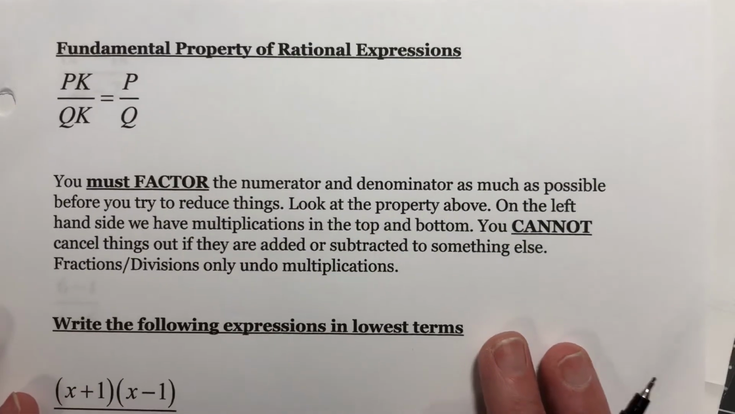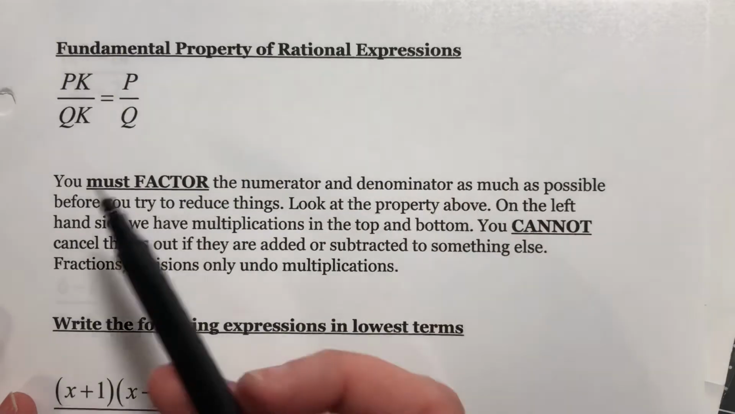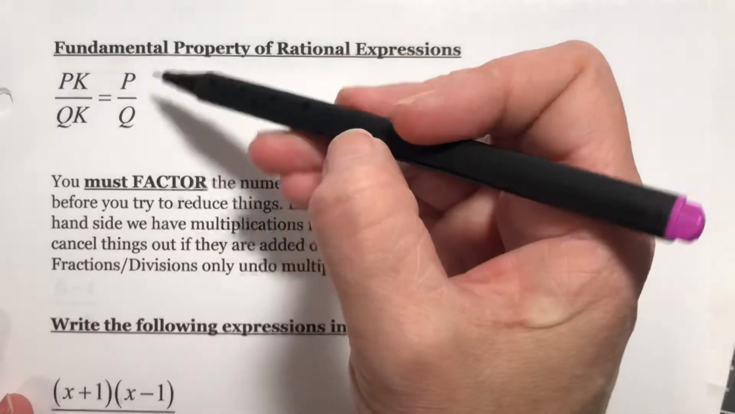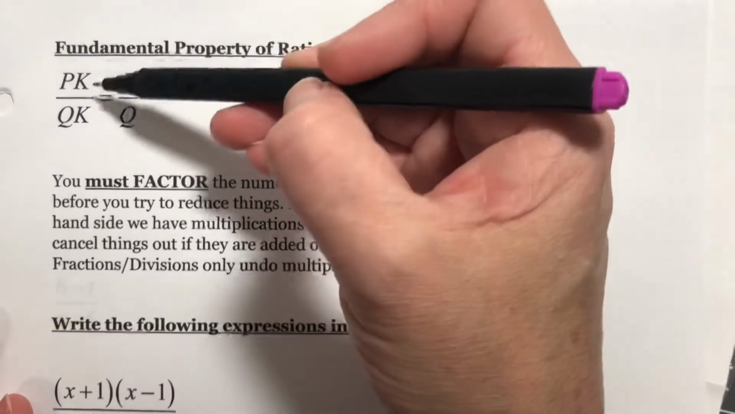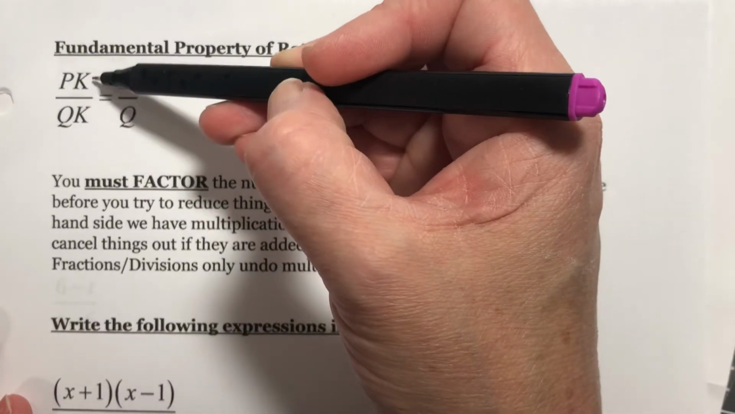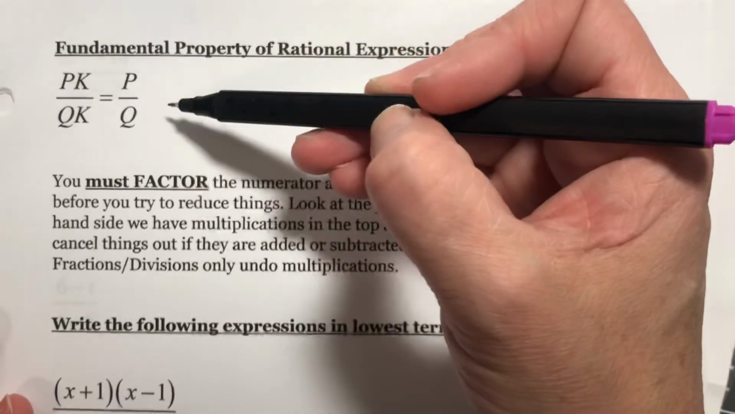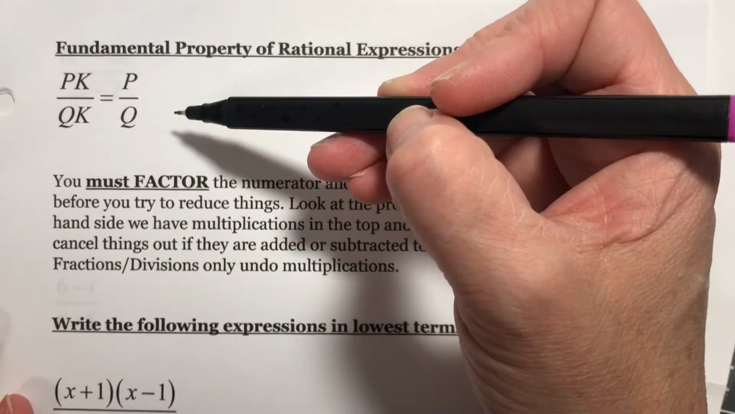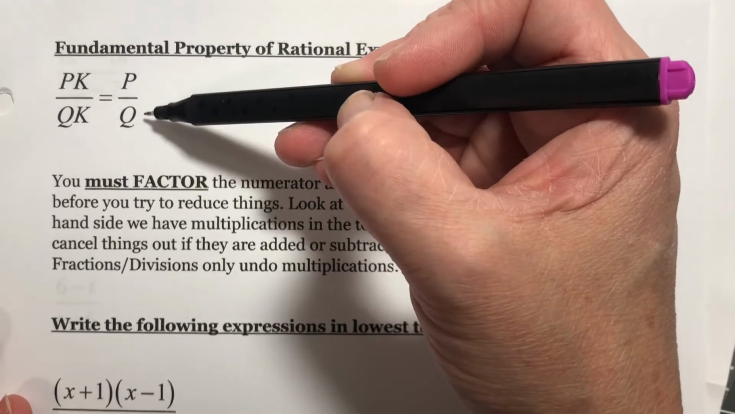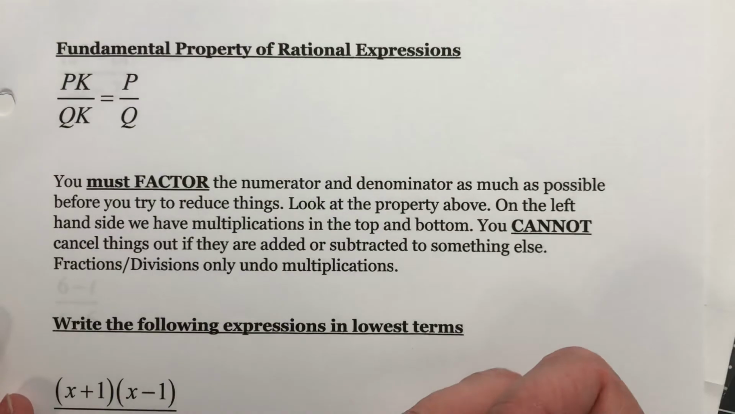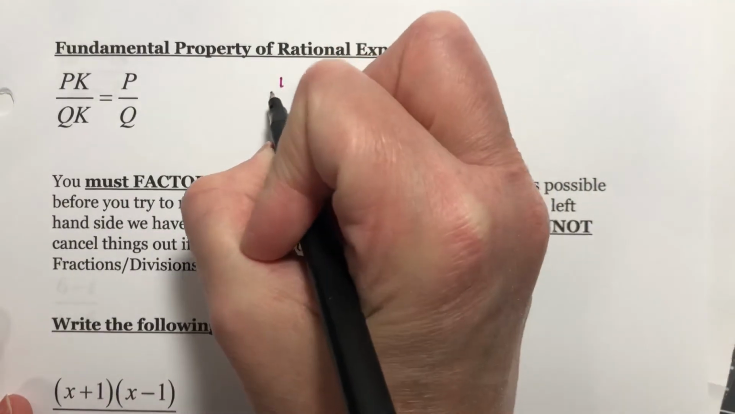Okay, the fundamental property of rational expressions is that if you have p times k over q times k, we can simplify that to p over q. Basically what this is saying is that these two are both divisible by k, and if you can divide the same thing out of both of them, you're allowed to do that. This also works the other way. If I have something like this, I'm allowed to multiply the top and the bottom by something, and it's still the same fraction.